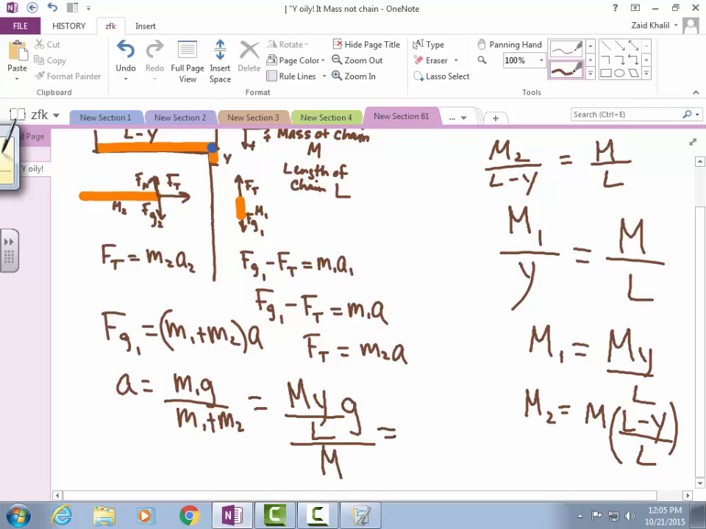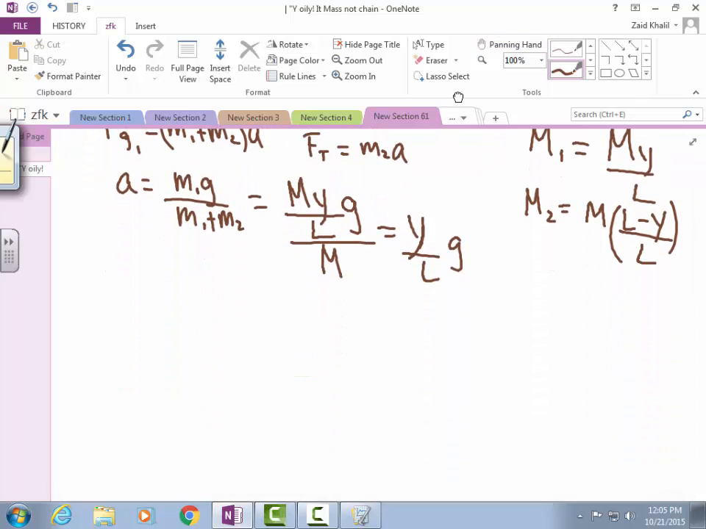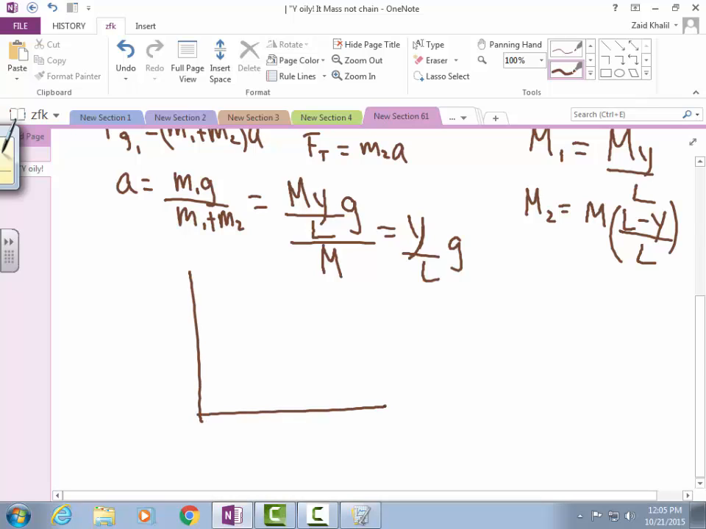And so what do you end up with? Is that uniform? No, it's not. Notice the acceleration is a function of the length of the chain that's hanging over. Sweet. So now I'm going to ask you a question. Tell me, what does this graph look like? A versus Y.